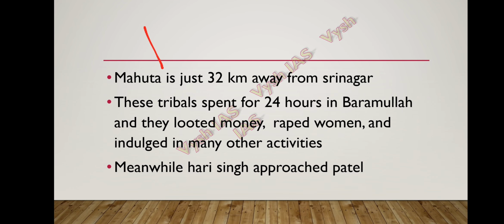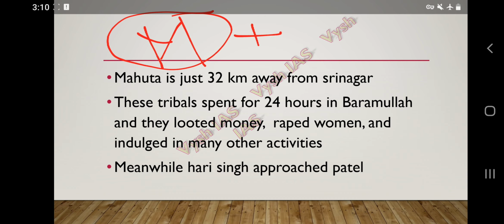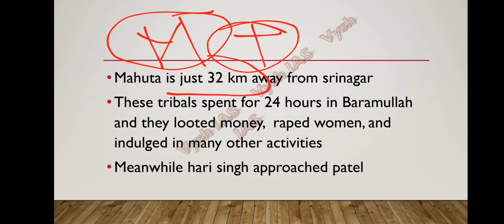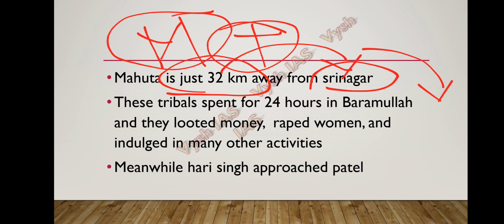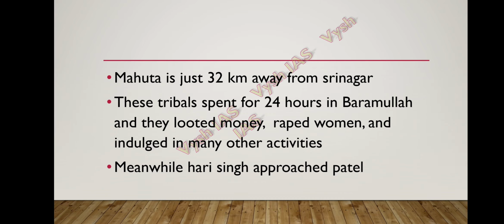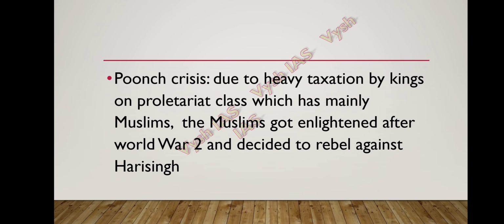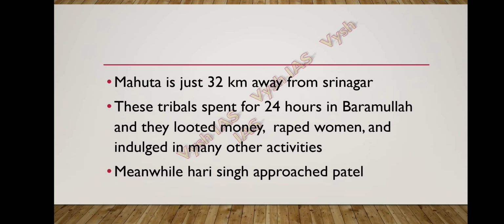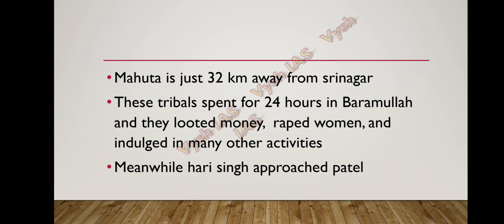Mahuta, I told you that they reached Mahuta where they had cut the electricity. Mahuta is actually 32 kilometers away from Srinagar. If these tribals reach Srinagar, they will loot the whole state, and Jammu and Kashmir will go into the hands of Pakistan. So Hari Singh was very tense because of the situation, and even in this situation people were not supporting him because of the Poonch crisis. They were against the king. They were not supporting the king.